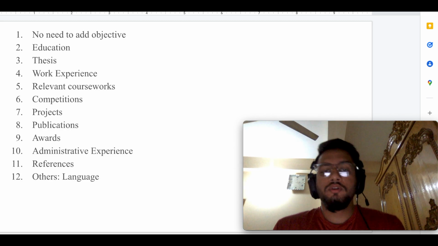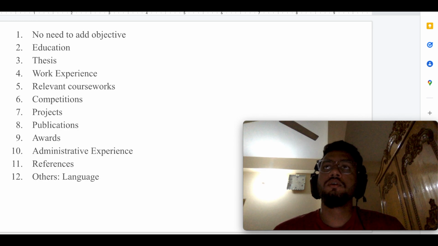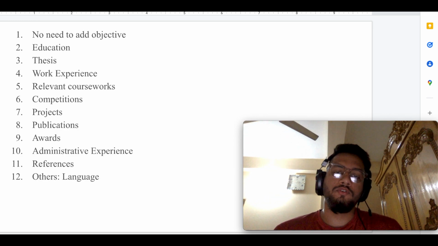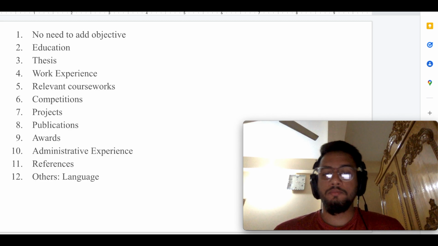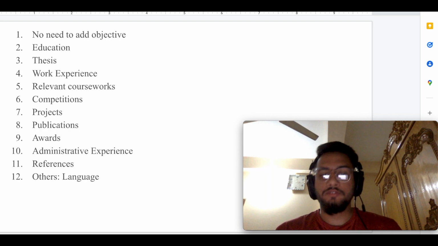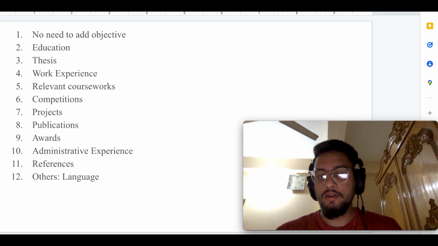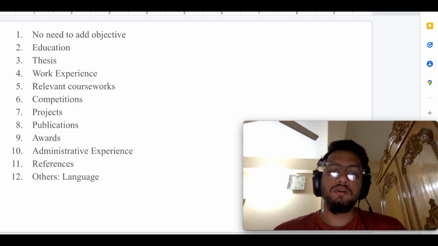And the fifth point is the relevant coursework. So it's good to add the relevant coursework for a research-based CV. It will help different professors to see your courses, like which courses you have covered or not. This will give you a brief idea about your academic career. And the sixth part is the competition.